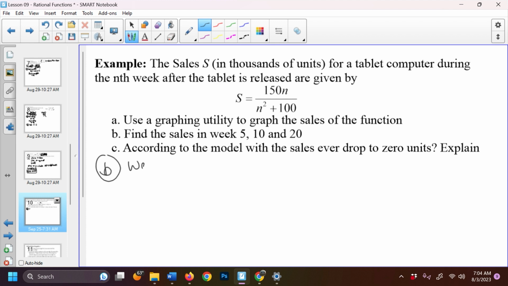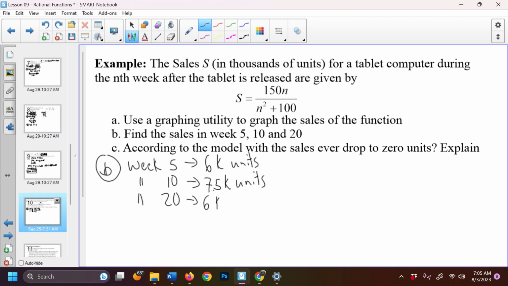Part B: week 5, week 10, and week 20. Here we sold 6,000 units, and then on week 10, 7.5 thousand units. And then in week 20, we sold 6,000 units again.